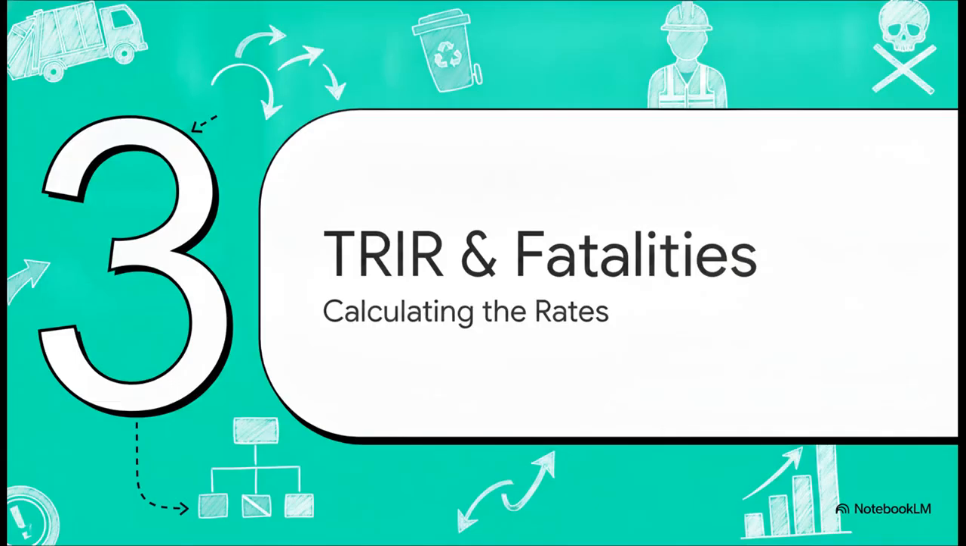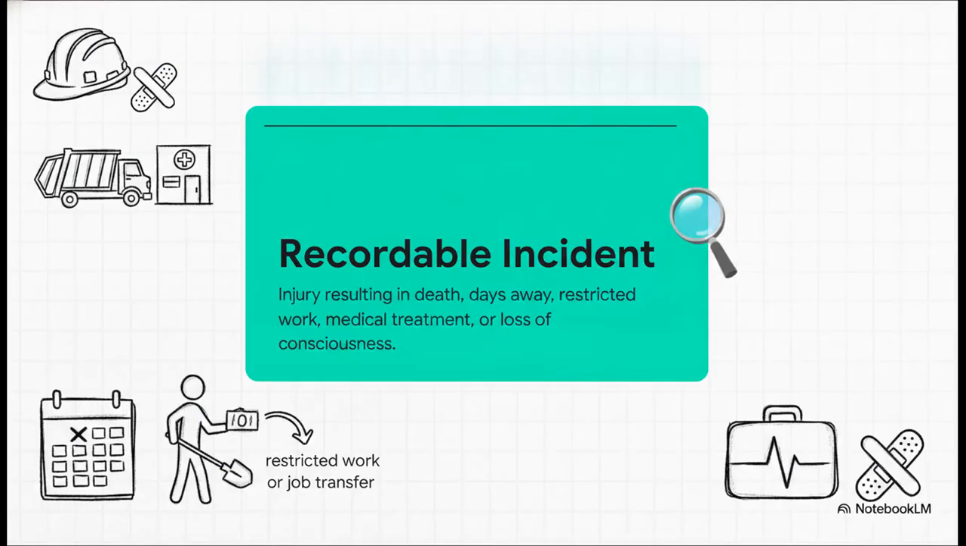Section 3, calculating TIR and fatalities. So let's actually apply that formula now, starting with the total recordable incident rate, or TIR for short, and the fatality rate. To figure out your TIR, you first have to know what actually counts as a recordable incident. Under the standard, this means a work-related injury or illness that results in death, days away from work, restricted work or job transfer, medical treatment beyond first aid, or loss of consciousness. It also includes any major injury diagnosed by a licensed healthcare professional.